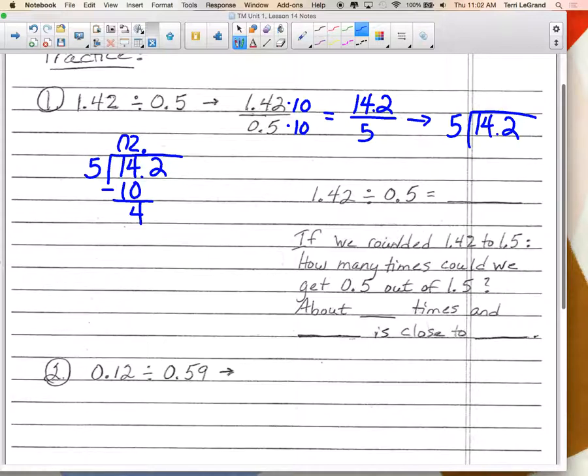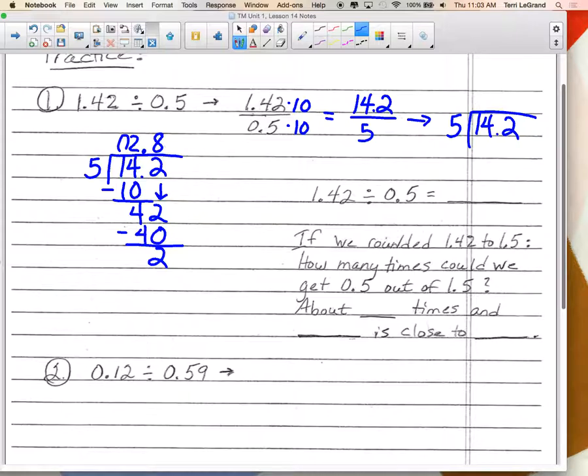Okay, now what are we going to do? Now we bring down the 2. We actually are going to have 42 now. How many 5s can you take out of 42? 8 of them. So we put an 8 here. And what's 8 times 5, class? 40. Add or subtract? Subtract. What do I have left? 2. Okay. Are we done?